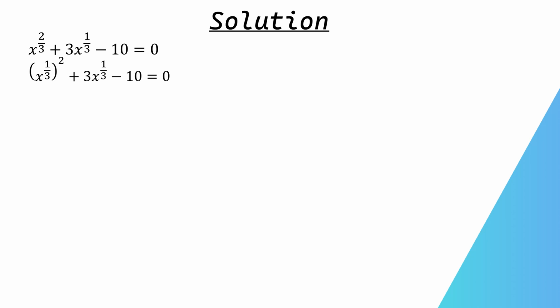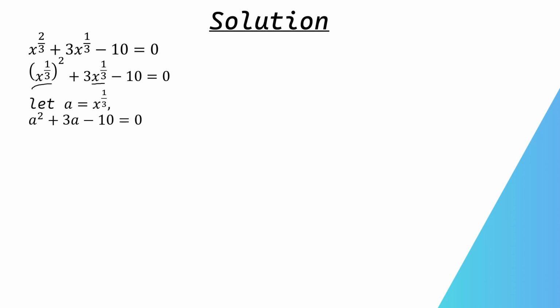Now let's say we want to represent x to the exponent 1/3 by any variable. Let a be equal to x to the exponent 1/3. I'm using a; you can use anything, it's correct once you get the answer. We have a squared. Anywhere you see x to the exponent 1/3, you put a there. For the negative 10, you don't really worry yourself. So we have a squared plus 3a minus 10 equals 0.